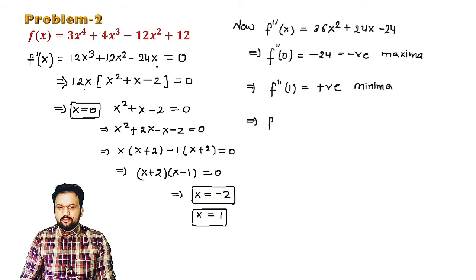And the last value is f double dash at minus 2. If you replace minus 2, it will give you a negative, and this is also negative. I hope the complete result will become a negative part.